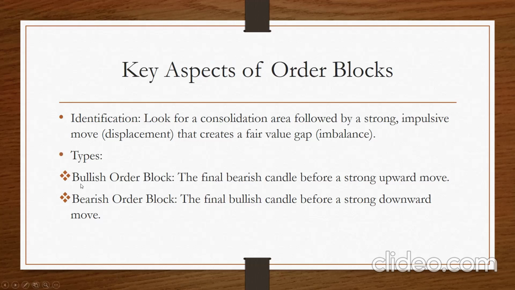And we have two types. I think I've already mentioned. We have bullish order blocks: the final bearish candle before a strong bullish trend. That's what a bullish order block is. And then a bearish order block: the final bullish candle before a strong bearish trend. That is what a bearish order block is. I want to believe this is easy, right?